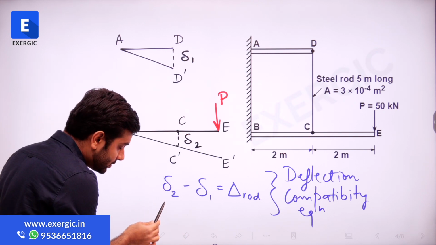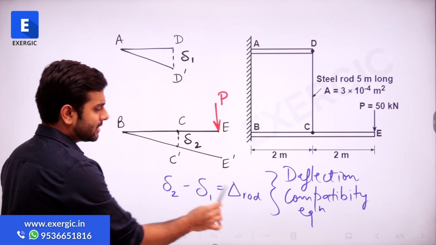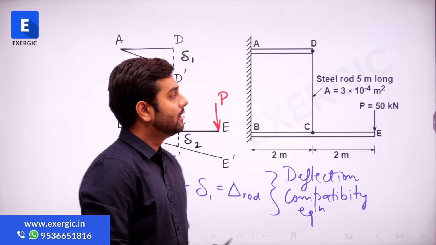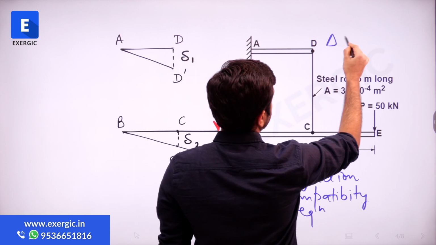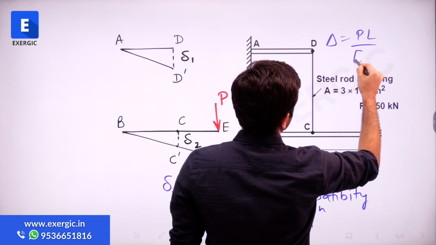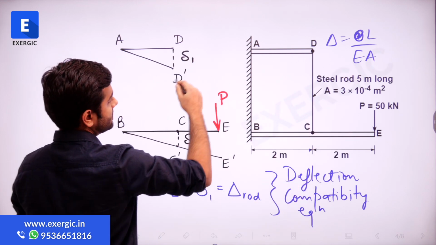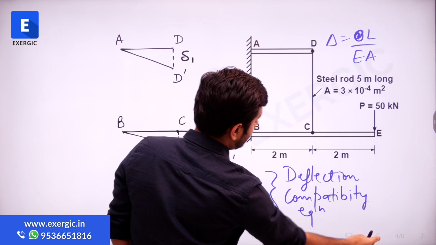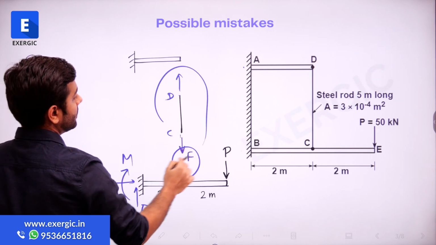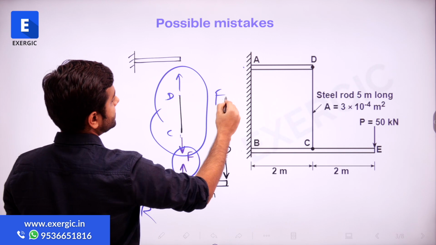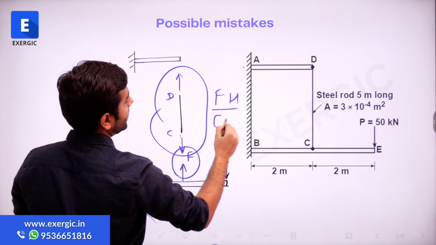Now what do we need to do? We need to find out the value of del 2 and del 1. The del of rod is slightly easier to write the expression for, at least. For del of rod, what do we know? Del is equal to PL by EA. P means the force which is acting there. In this case, as I showed you in the free body diagram, F is the force acting here. So its deflection will be the force acting multiplied by its length, H suppose, divided by E and A.